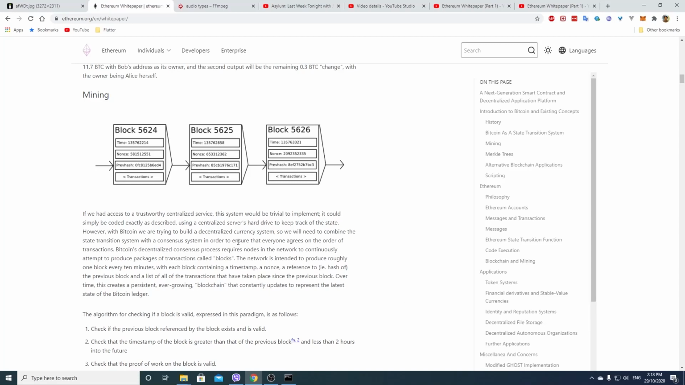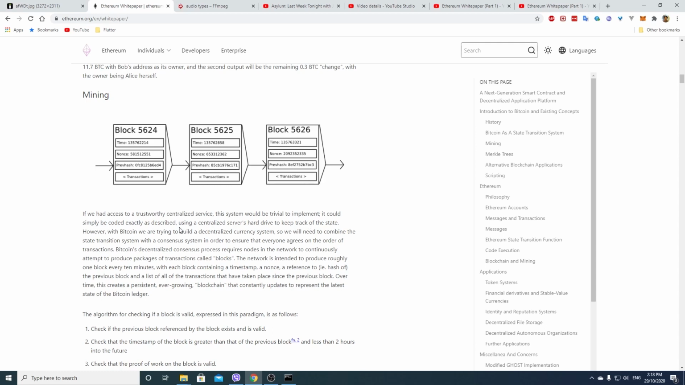Mining. Okay, so that's the next part. If we had access to a trustworthy centralized service, the system would be trivial to implement. Well, of course, this central service will mint. It could simply be coded exactly as described using a centralized server hard drive to keep track of the state. So mining means you're creating coins.